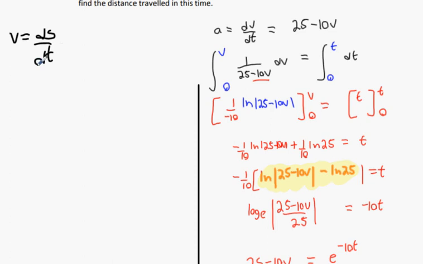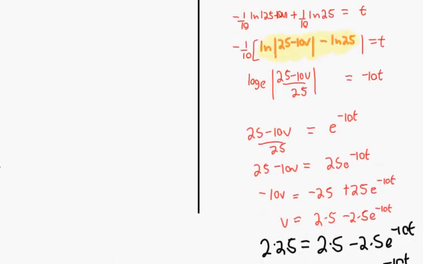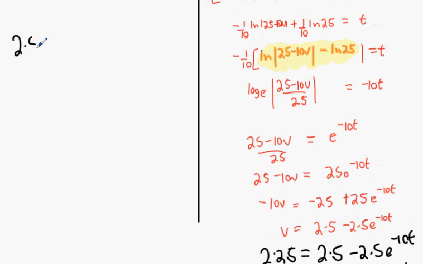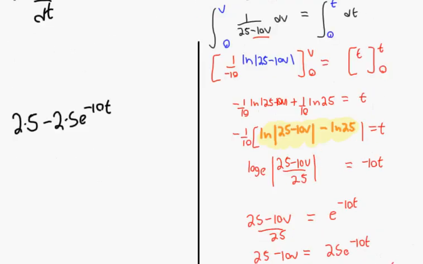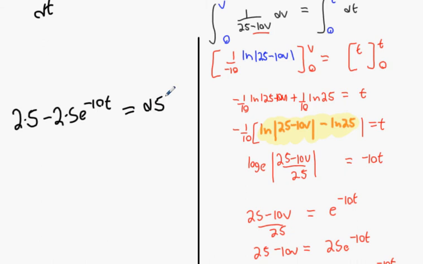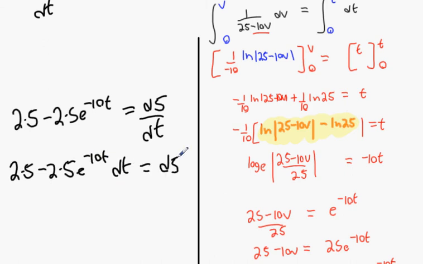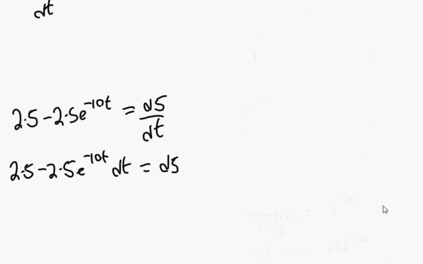Okay. What is v in terms of t? We have it here, don't we? 2.5 minus 2.5 e to the minus 10t. That's v, and that will equal ds/dt. Everybody happy enough with that? Next thing, 2.5 minus 2.5 e to the minus 10t dt equals ds. I'm at the stage where I'm going to need a lot more board space. Okay, so that's all going to have to go.